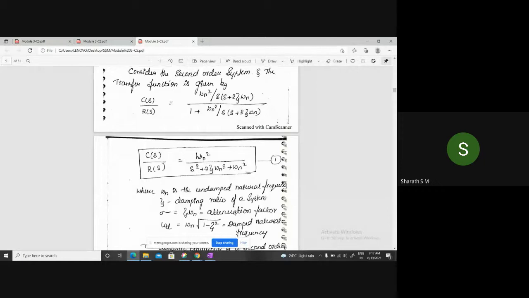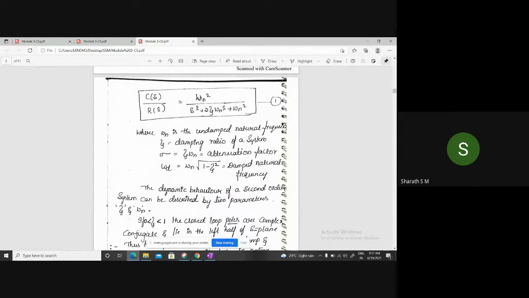So where omega n is the undamped natural frequency and zeta is the damping ratio, and zeta into omega n is the attenuation factor, and the damped natural frequency omega d. Omega n is undamped and omega d is damped. So omega d is equal to omega n into square root of 1 minus zeta square. So write down these equations.